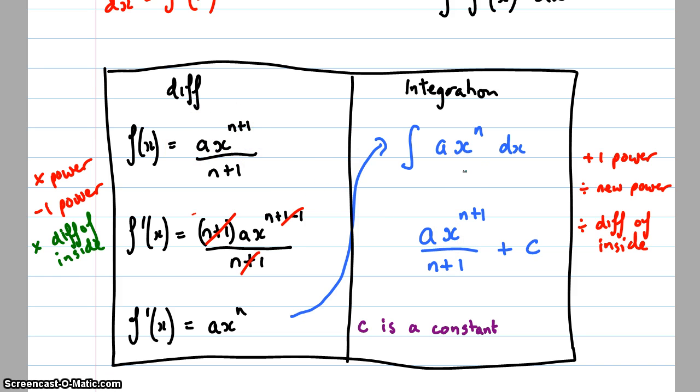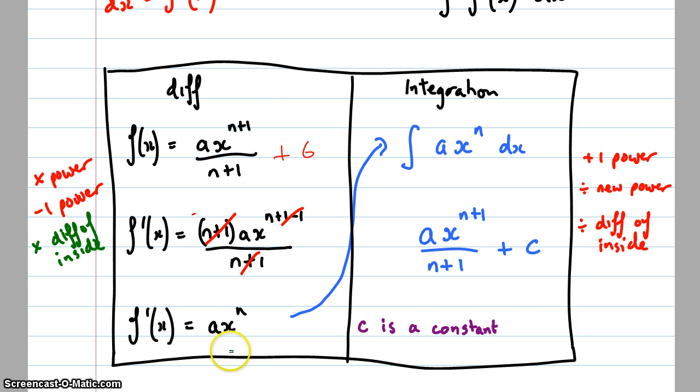Now you will notice that I've got this plus c over here. This plus c is a constant, because what could happen is that I could have plus 6, for instance. Now when I differentiate that, plus 6 will reduce down to 0 because there's no x attached to it. But what this plus c is saying is that there could be some constant that we haven't taken into account.